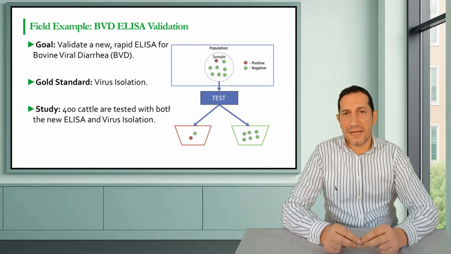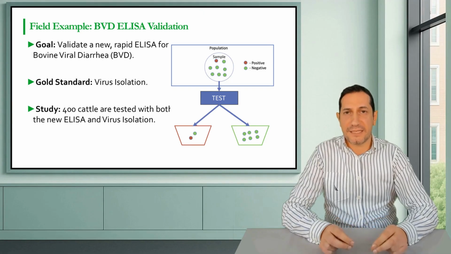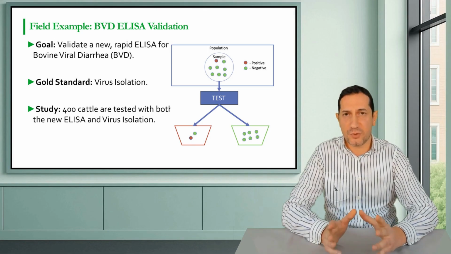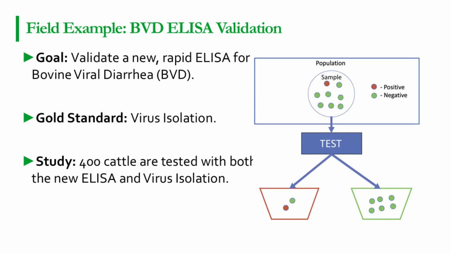Let's take an example to validate a new rapid ELISA for bovine viral diarrhea. Virus isolation is used as the reference method, the gold standard. A sample is drawn from the population, the test is applied, and animals are classified into test positive and test negative groups. Although the test might give a wrong classification, the key is that the true disease status is derived from the reference method, the gold standard, not assumed. The study comprised 400 cattle, testing the same animals with both the new ELISA and the virus isolation and then comparing results.